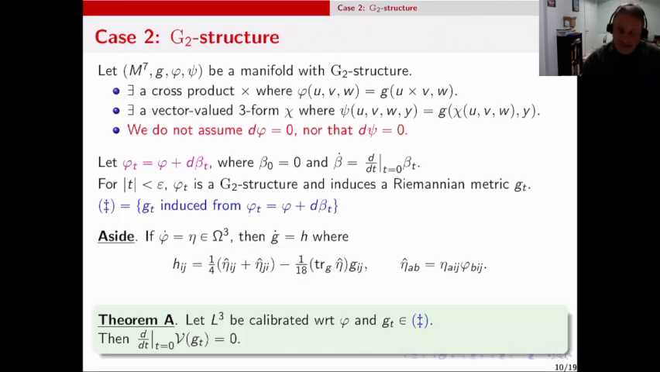Here's our theorem A. Suppose we have an oriented three-dimensional submanifold which is calibrated with respect to phi. That means it's associative. And suppose that we have a family of metric variations upstairs that are induced in this way by varying the three form in the direction of exact three forms. Then the metric G is critical for the volume functional. Okay, that's exactly theorem A in this case.